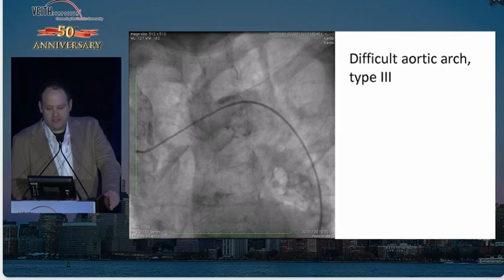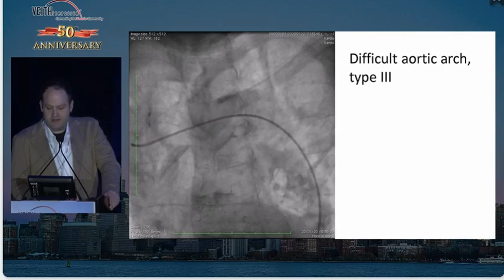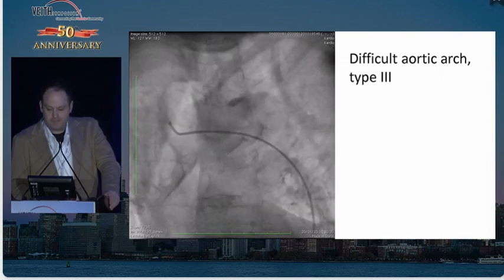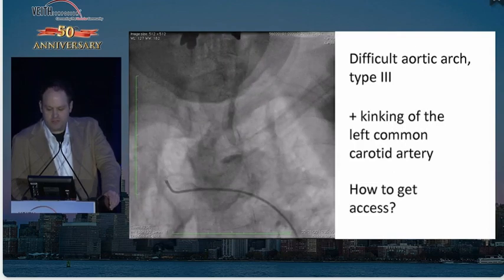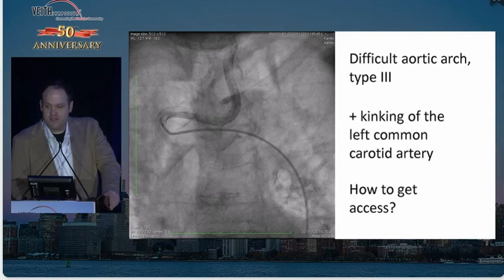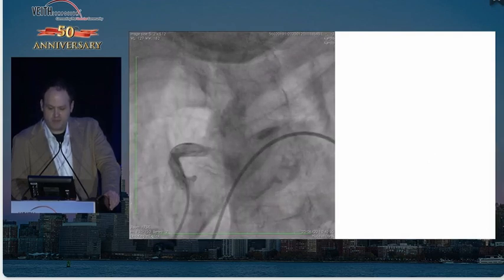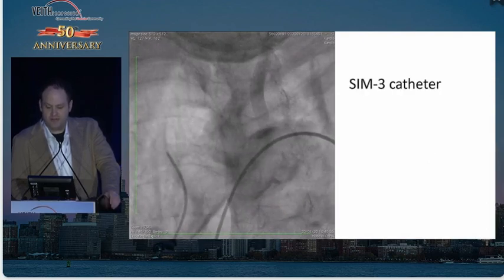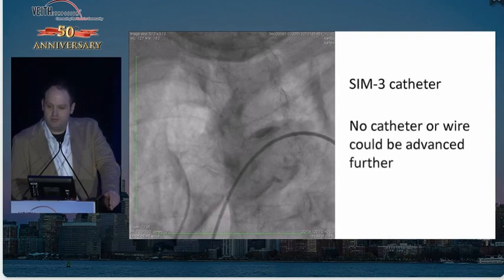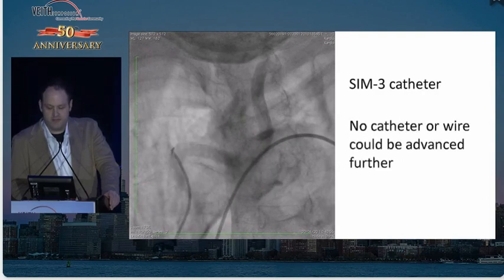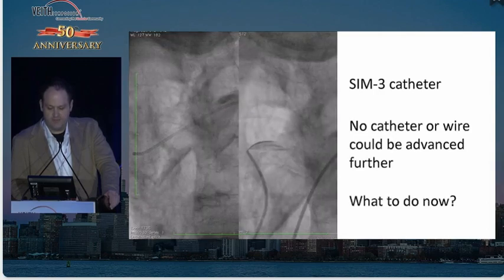So here you can see the angiogram of the aortic arch. It's a difficult aortic arch, type 3. Here you can see kinking of the left common carotid artery. So the question was how to get access in this patient. First this was tried via the femoral access using a SIM3 catheter. However, no catheter or wire could be advanced any further into the left carotid artery.